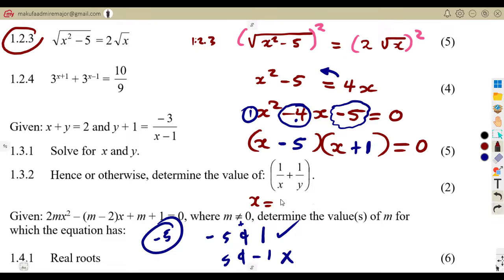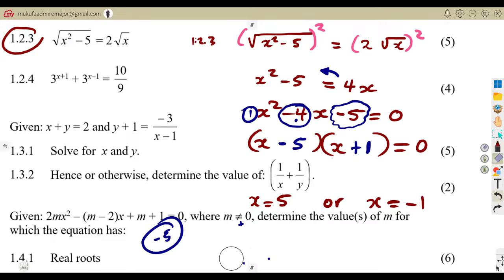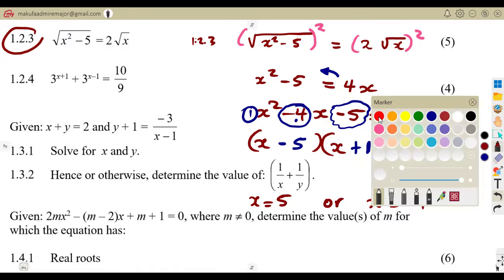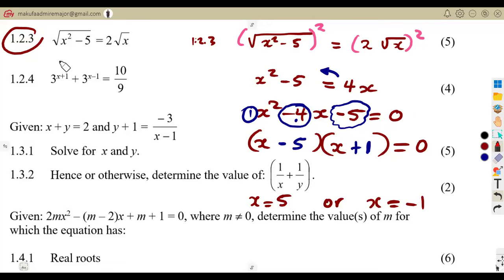-5 to the other side. That's a positive 5. Or x was going to be 1 on the other side, was going to be a -1. So these are the two possible solutions that you're obtaining by calculation, but we must verify to see which one is the exact solution by substituting the values of x that we determined.